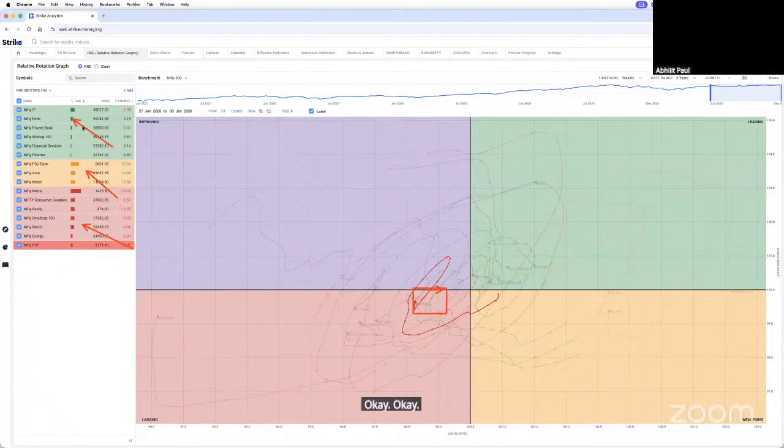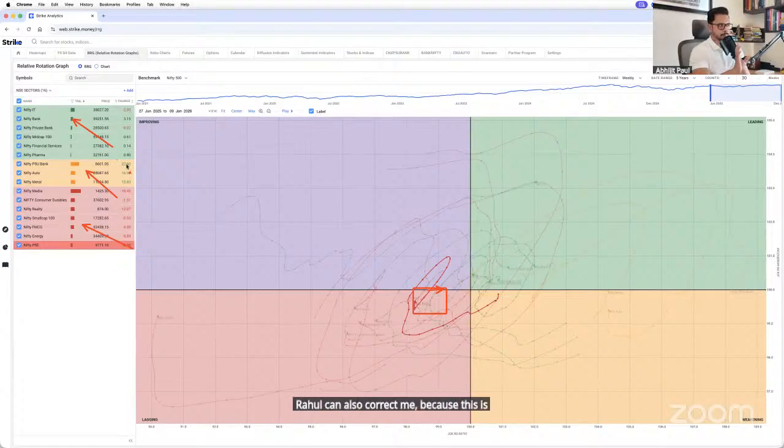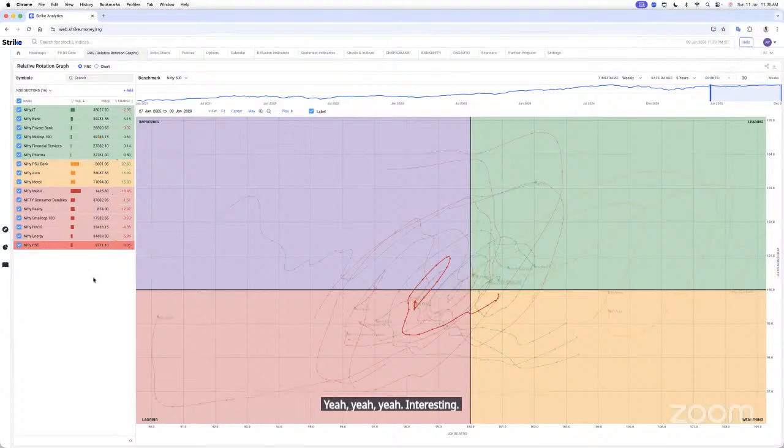Rahul can also correct me because this is a technical thing. Yeah, it's clear. Thank you. Okay. Next we have Nikesh.